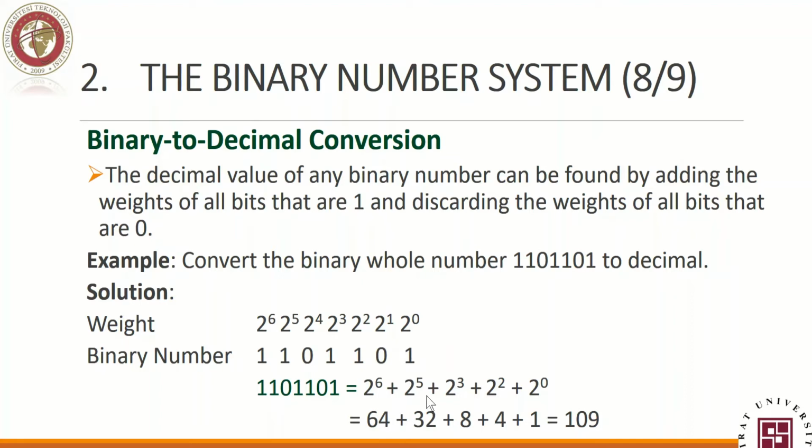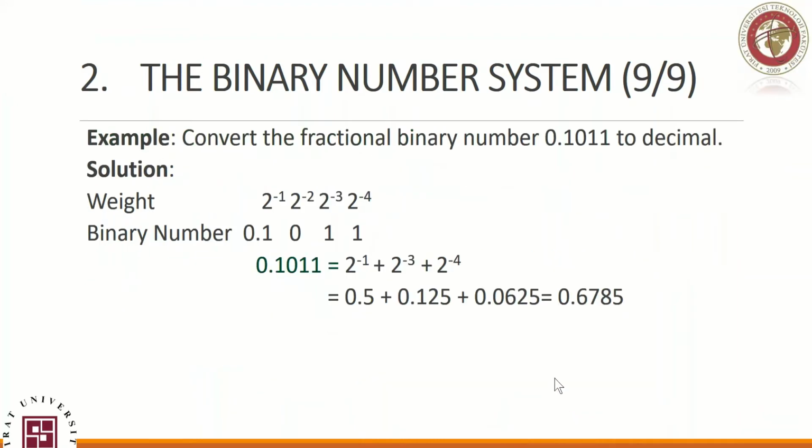So 2 to 6, that's 64, 2 to 5, 32, 2 to 3, that's 8, 2 to 2, that's 4, plus 1. Sum them up, you will get the decimal number, okay? The same goes for the binary point. We apply the concept of weight, but here the weight is applied in negative. So let's list our number. And remember that we have a binary point, which will be converted to a decimal point when you convert the number to decimal. So list them down.